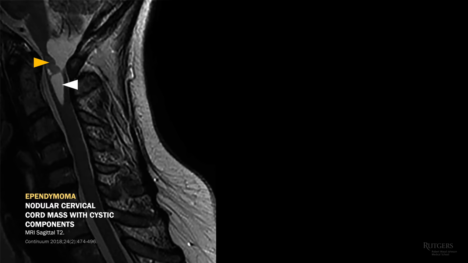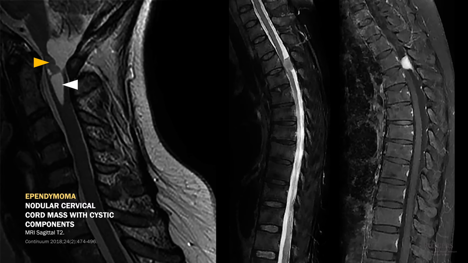Next, we have two images from the same patient. The first is a T2, and the second is a T1 with contrast. You can see enhancing dural-based mass in the high thoracic spine compressing the cord. What did I say was the most common dural-based neoplasm? Yep, this is a meningioma.